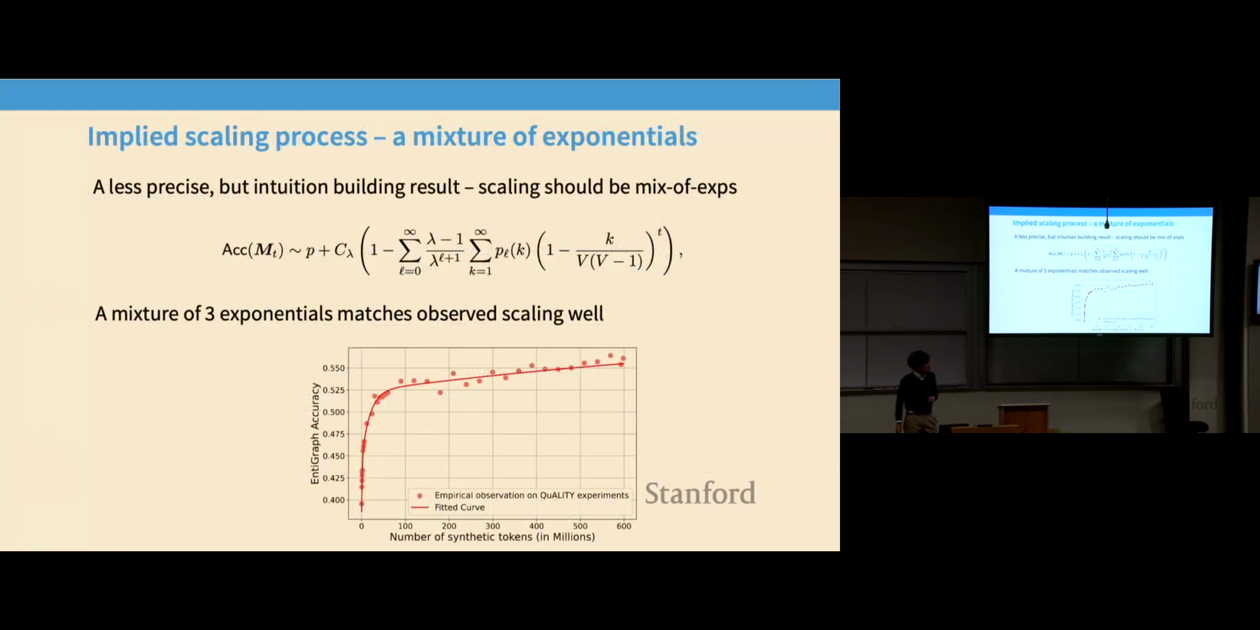But one thing that's kind of nice is it does fit the empirical observations that we had in terms of how performance improves as a function of the number of synthetic tokens. So if we take that formula and we fit it, we see fairly clean empirical fits with respect to the performance of this curve.